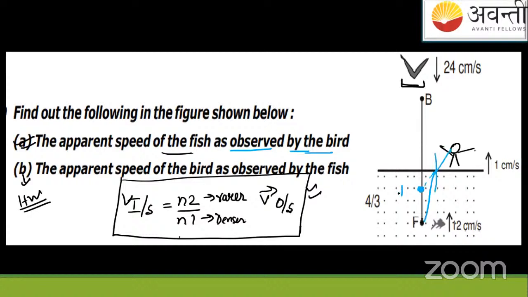This will be the image of the fish. So this will also be moving with some speed, say Vf. We'll put it as Vf vector. We know the original speed of the fish is 12 centimeter per second. This is the original speed of the fish, and V1 is the refracting surface boundary speed.